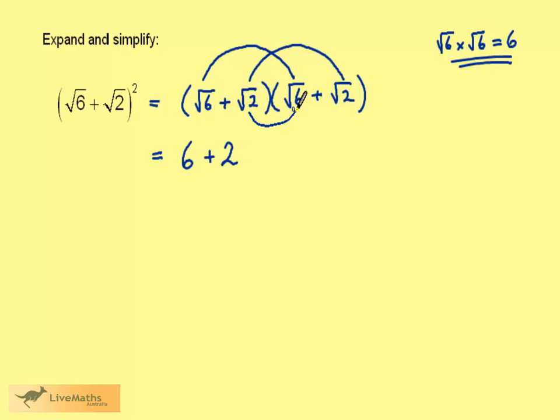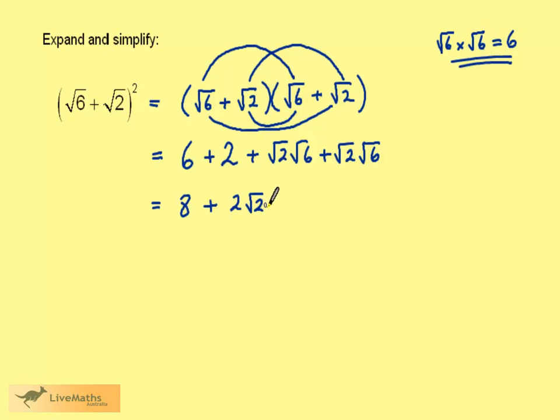Root 2 times root 6 is root 2 root 6. And finally, root 6 times root 2 can also be written as root 2 root 6. 6 plus 2 is 8. And then we have 2 lots of root 2 root 6. So we have 8 plus 2 lots.